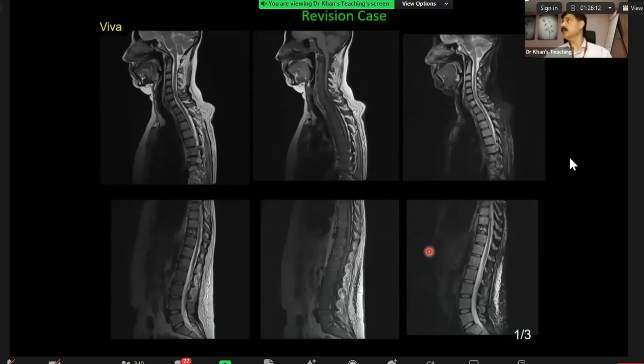Last case, and then we will take a break, and then candidate 4. Yes, please. This case I have shown you in MSK.